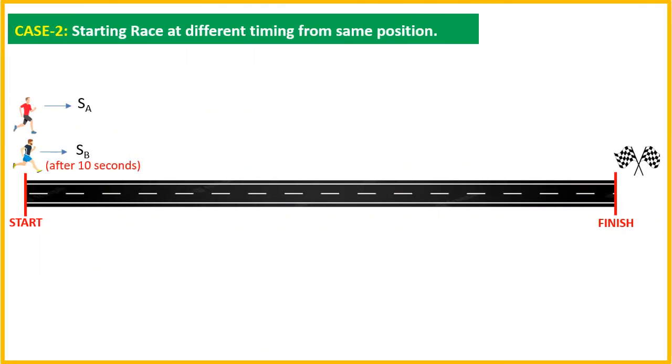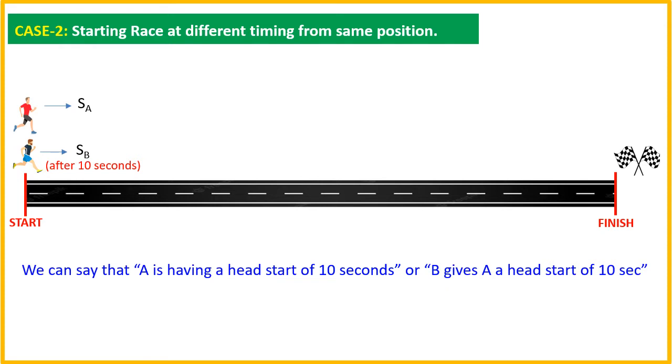Case 2. Starting the race at different timing from same position. Now this case is little different than the previous case. Here the players are starting from the start point only, but the player B is starting after 10 seconds. So here player A is in benefit or advantage. We can say that A is having a head start of 10 seconds, or even we can say that B gives a head start of 10 seconds.